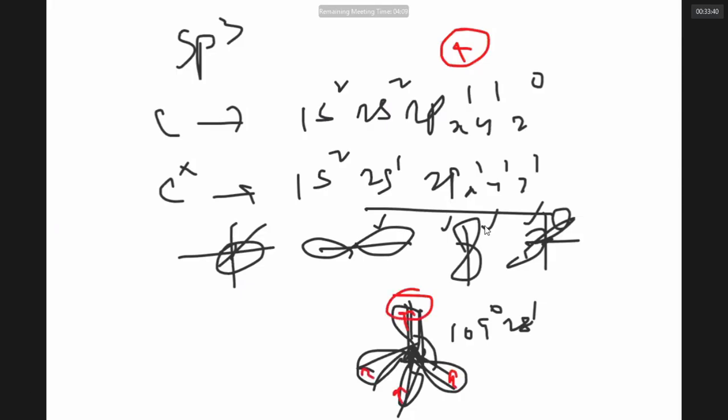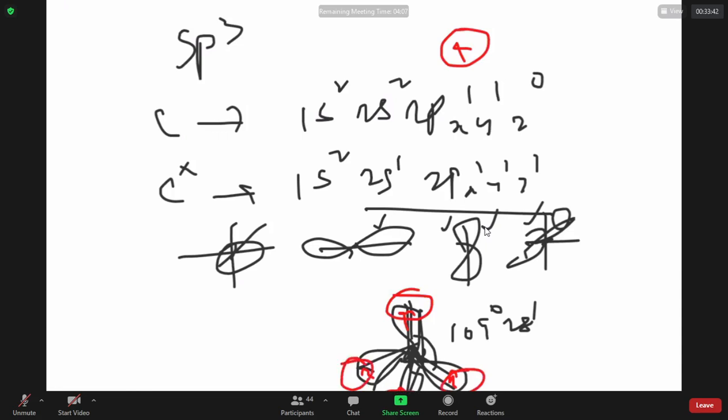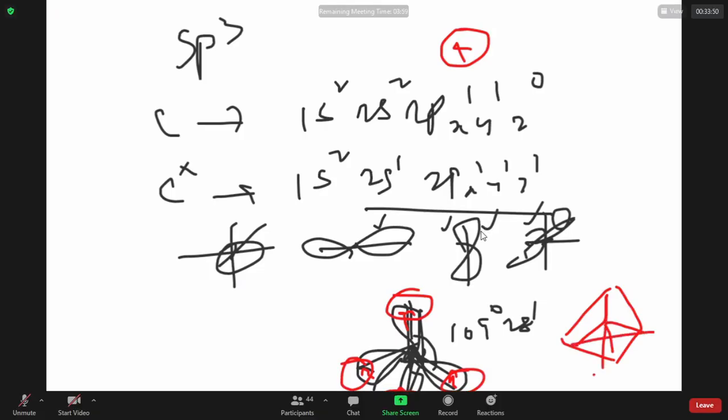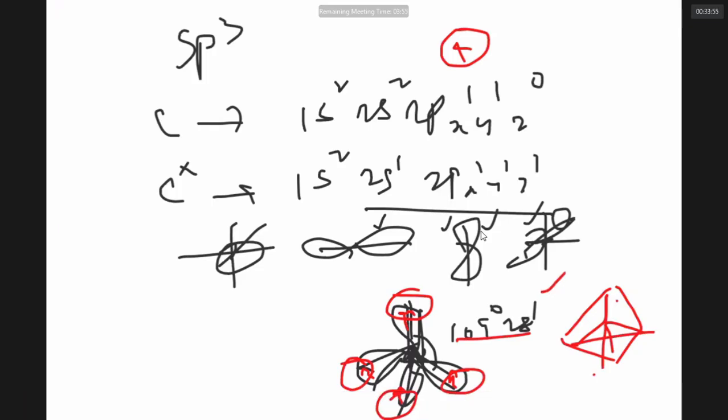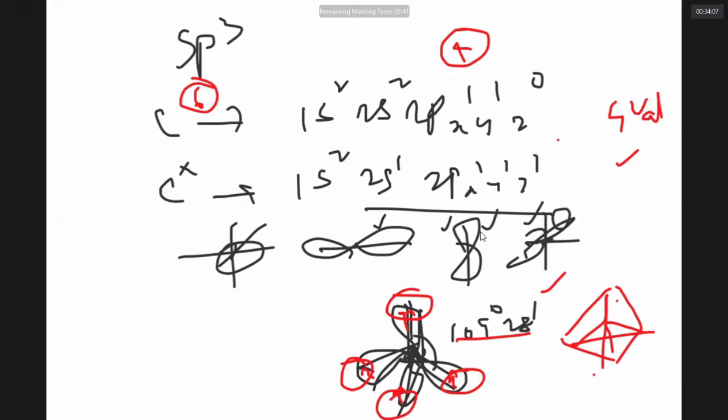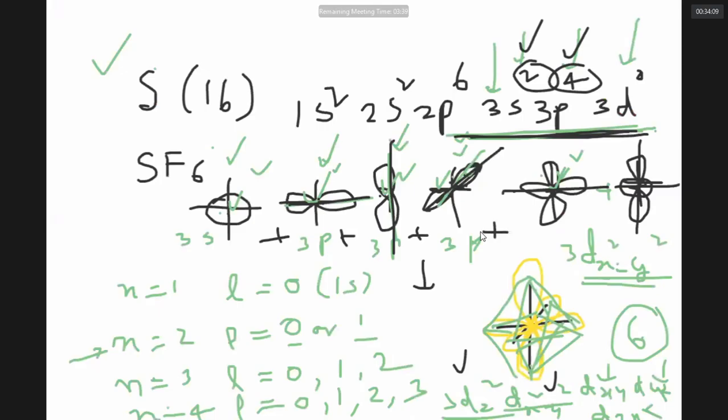So each hybrid orbital overlaps with a hydrogen s orbital. Happily you got methane. What is the shape of methane, sir? Tetrahedral. Bond angle is 109 degrees 28 minutes. So carbon, atomic number 6, has 4 valence electrons. All are involved in bonding. Smooth story. Okay, sir?